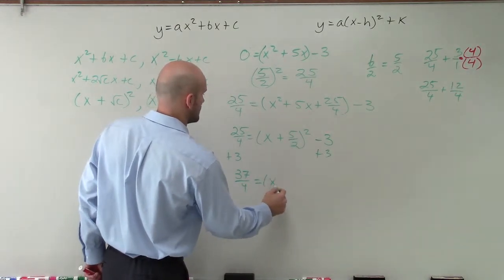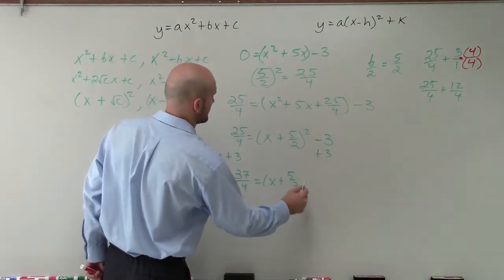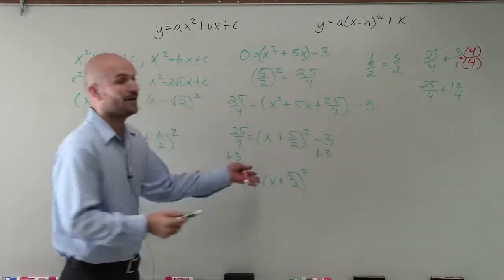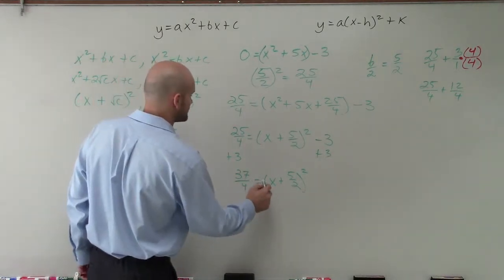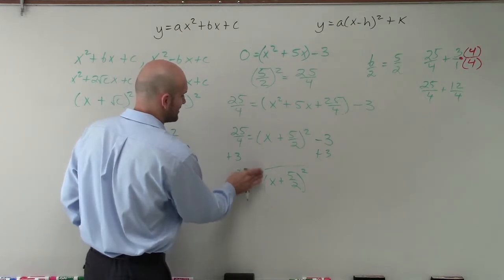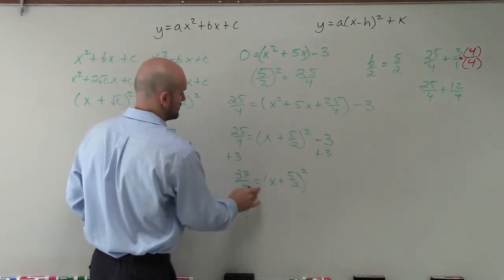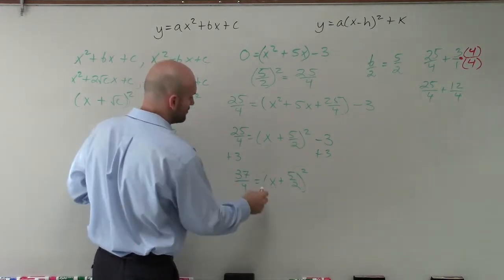equals x plus 5/2 squared. Now I need to undo the square root. So I'm going to take the square root. Let's use red. I kind of like that red. So now I'm going to take the square root of both sides.